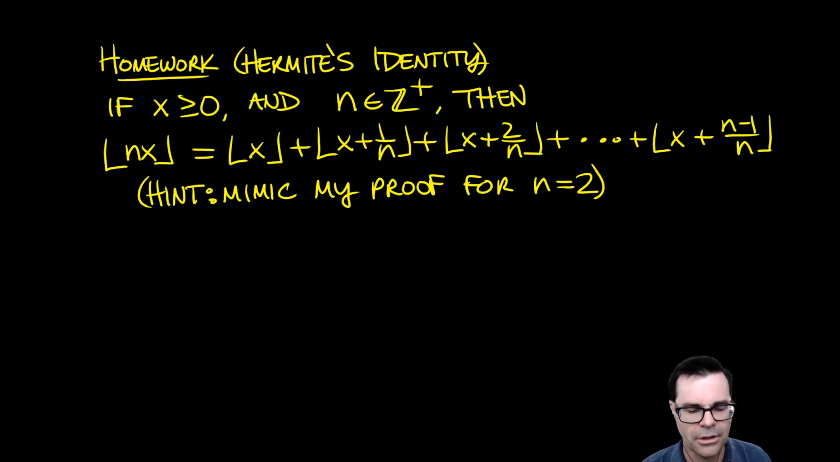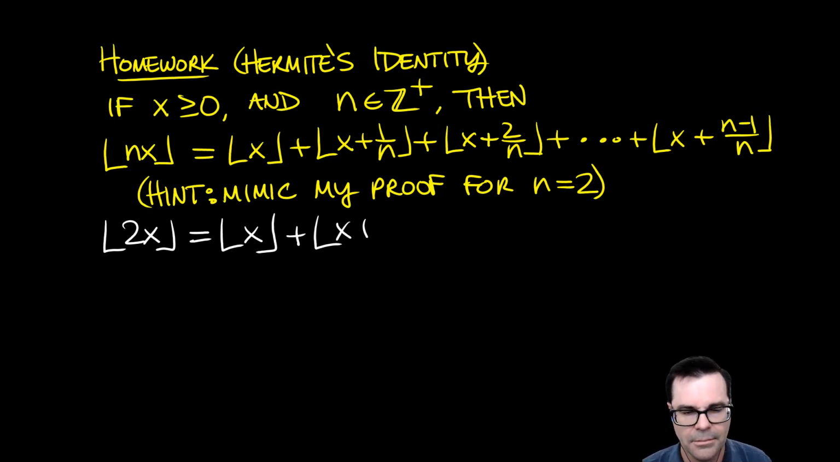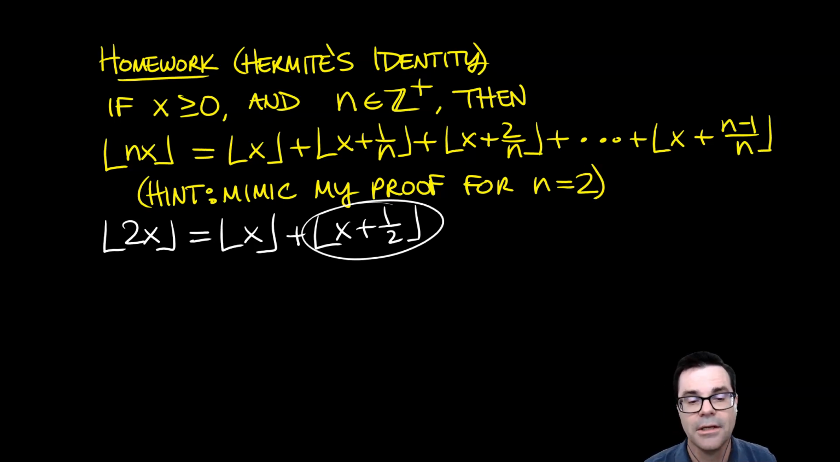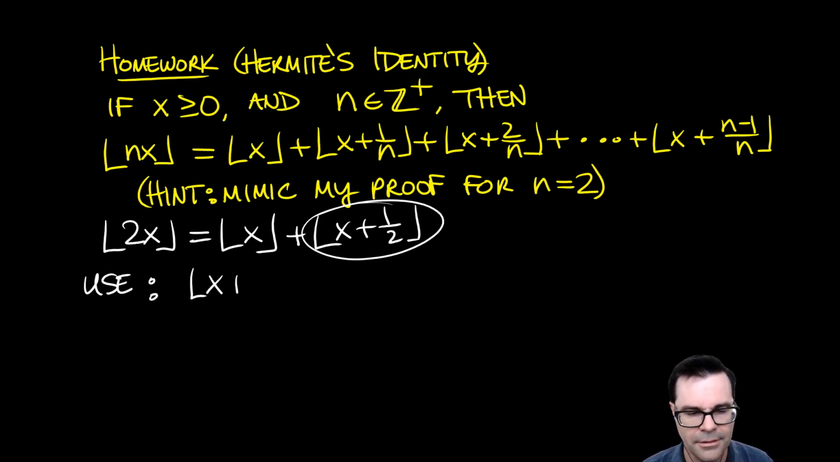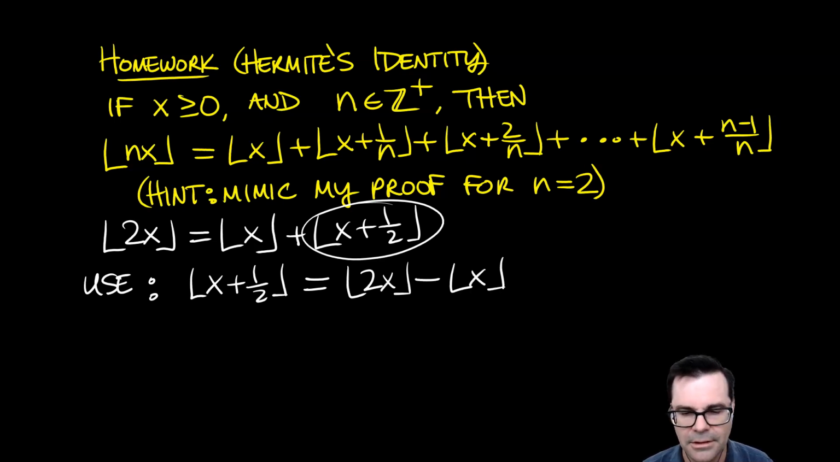Okay, let's go back to our original problem. We have this. But we were looking at specifically this term. So the form of the identity we're going to use is the floor of x plus a half being equal to the floor of 2x minus the floor of x. And this is really what we want to use here.